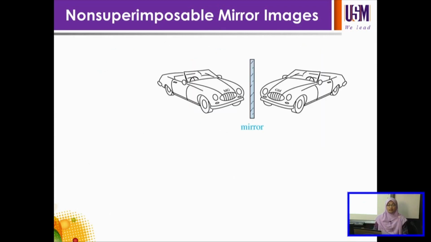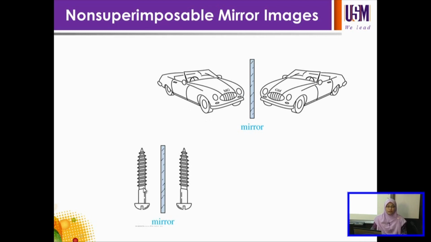Let's look at another example. We place our car, we're Malaysian, we drive like British, we drive on the right hand side. When we place this car next to a mirror, we can see that it has a mirror image. But when we try to overlap, these two cars cannot be overlapped because one is right-handed, a British car, and the other will be left-handed drivers, which is an American car. So you cannot overlap these two cars.